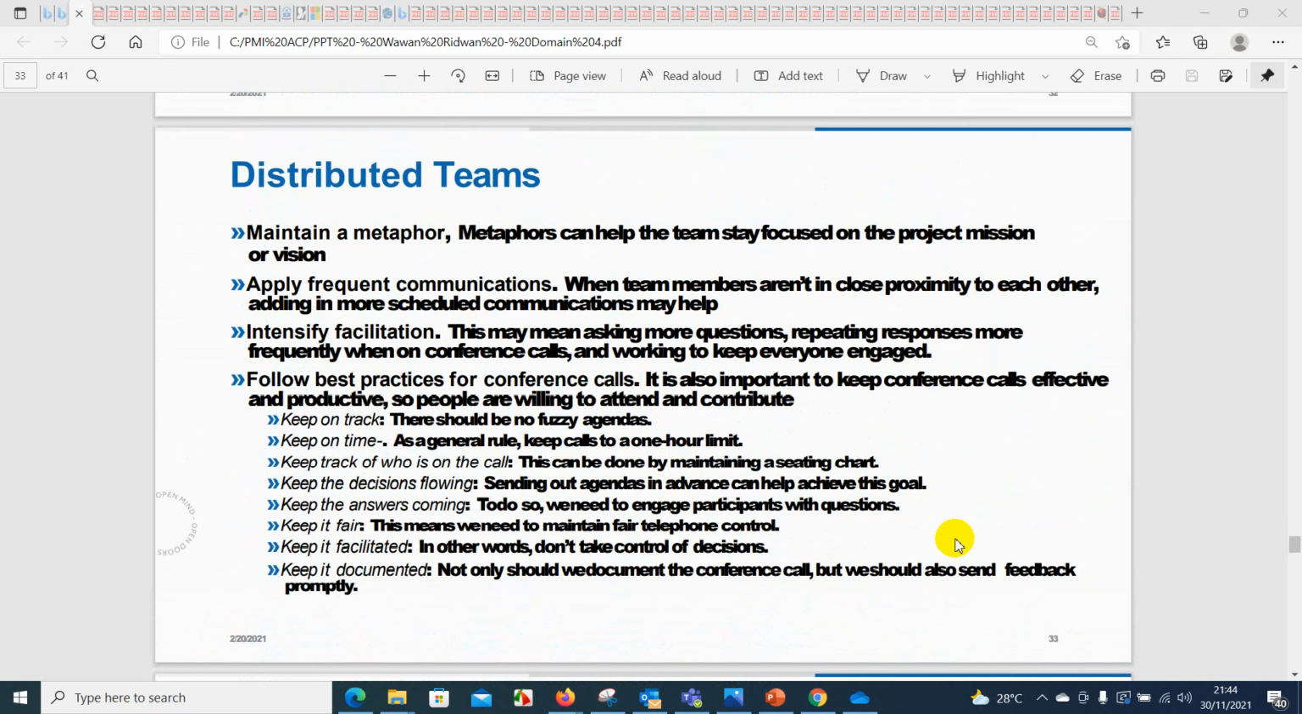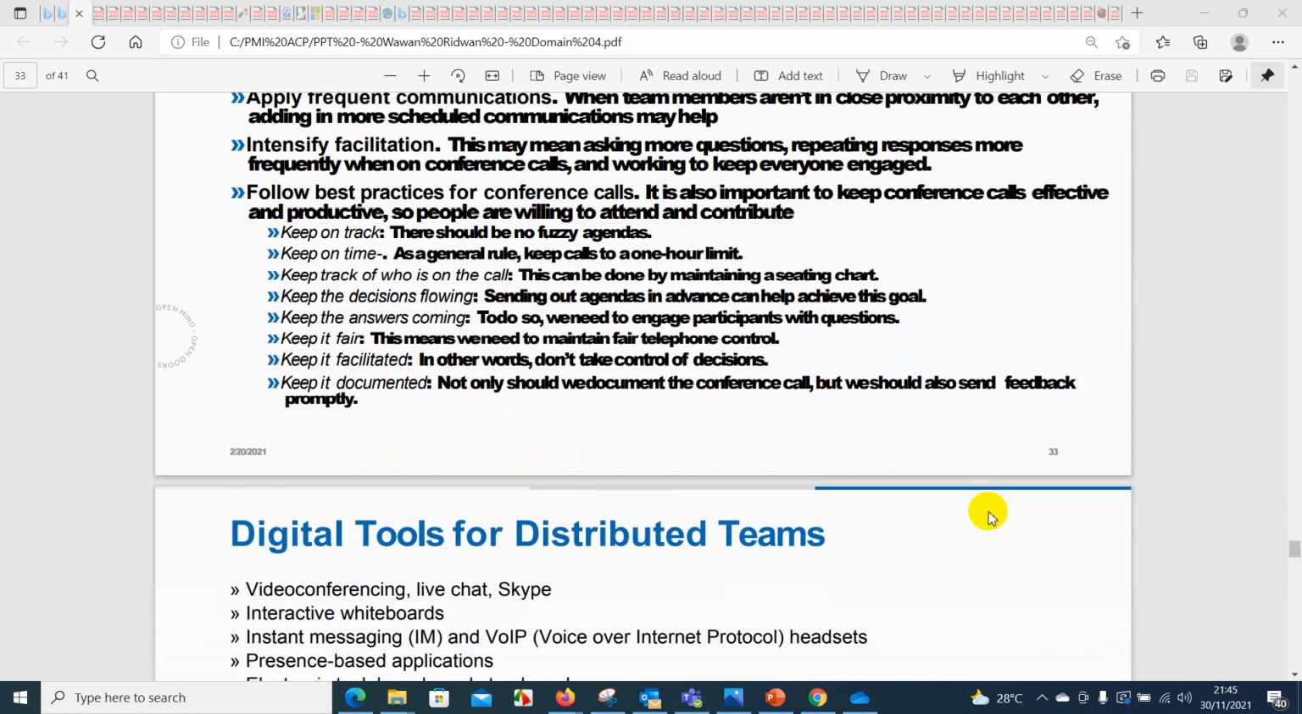Maintain a metaphor. A metaphor can help the team stay focused on the project mission or vision. Apply frequent communication when team members aren't in close proximity.